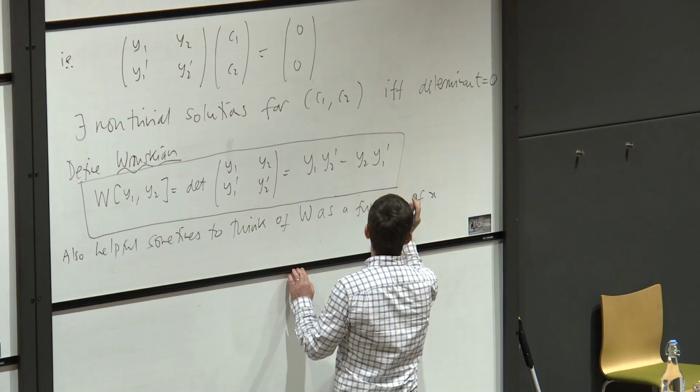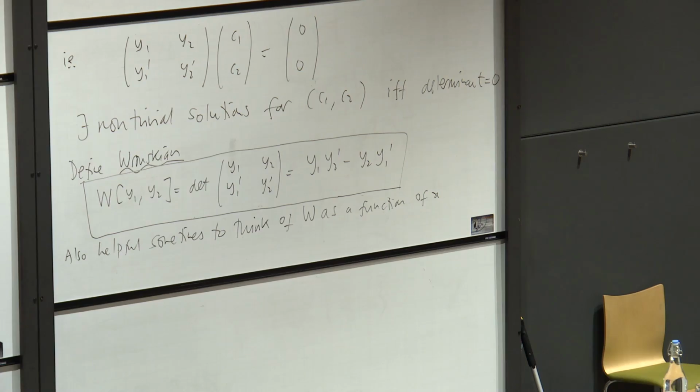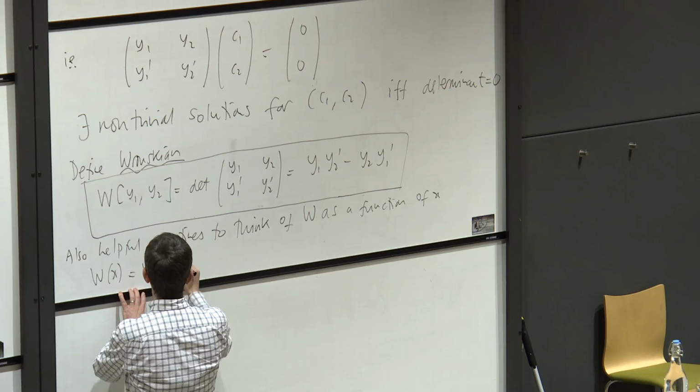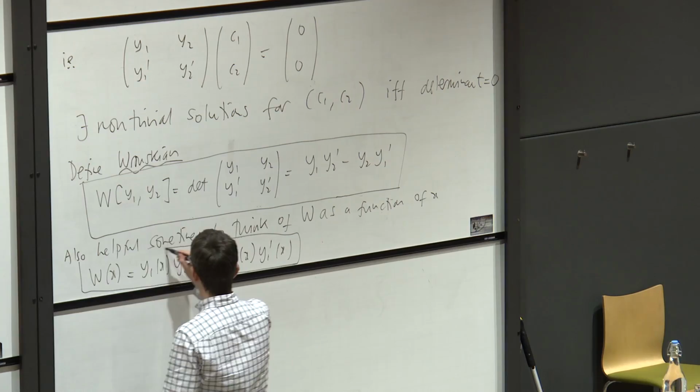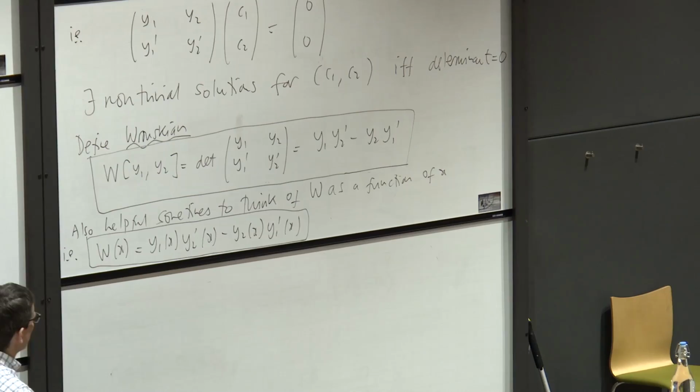So what I mean by that is if I actually now evaluate y1 and y2, then I get W as a function of x. Is that okay? So it's just two different ways of thinking of the same quantity, really. Is that clear?